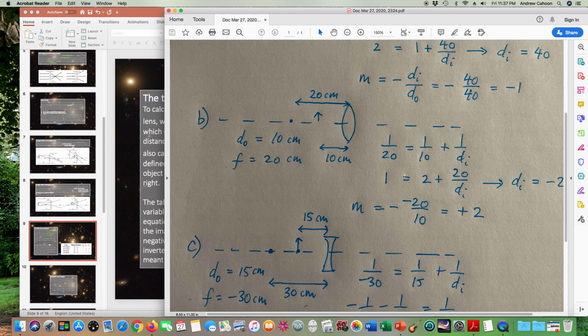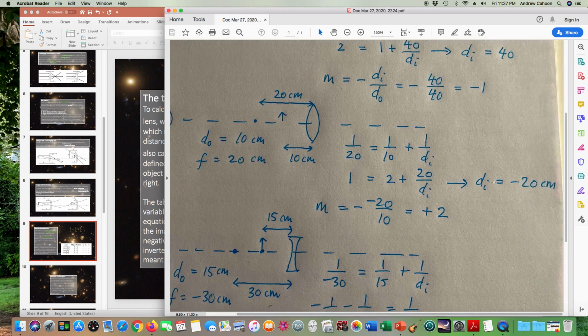I'll solve it in basically the same way. Nice round numbers chosen here so that we can just multiply through by 20 this time. So 20 over 20 is 1, 20 over 10 is 2, and then we have 20 over di. So 2 plus something equals 1, right? That means this number here has to be a minus 1, which means that di has to be minus 20.